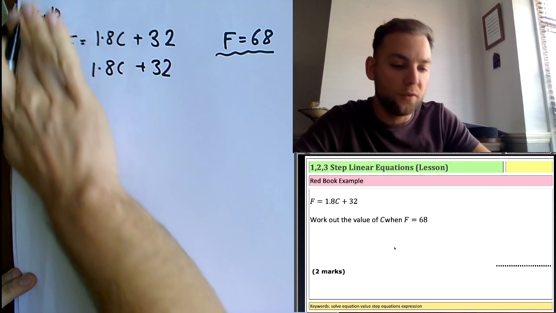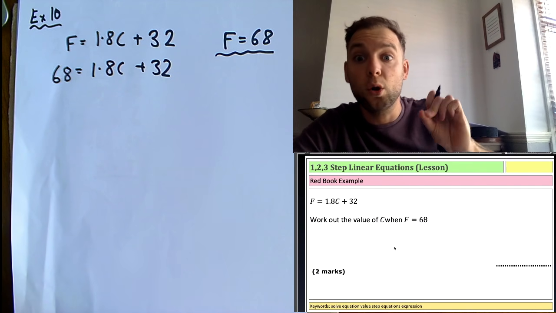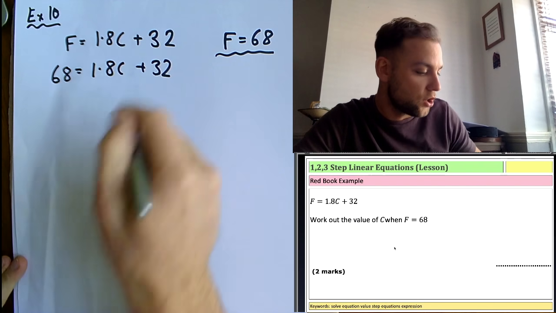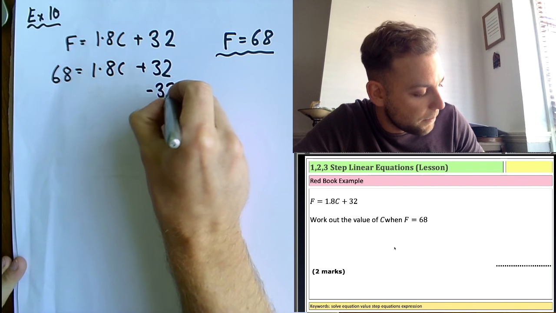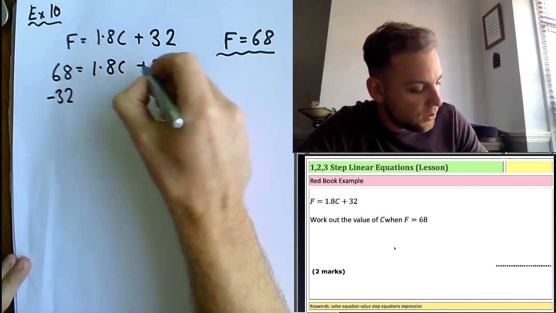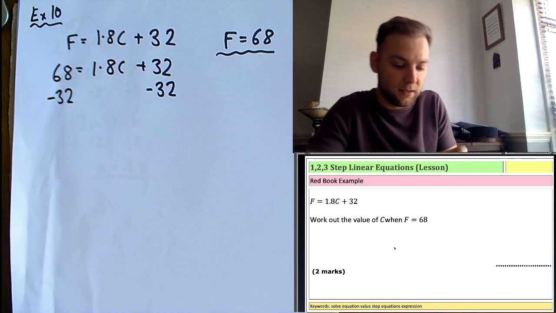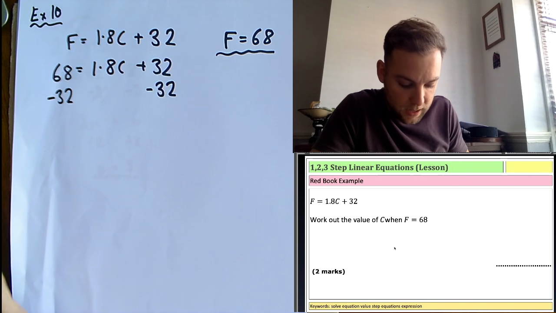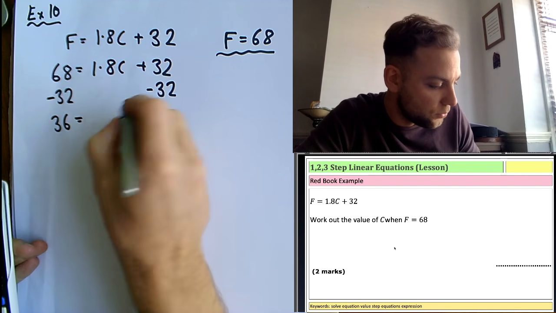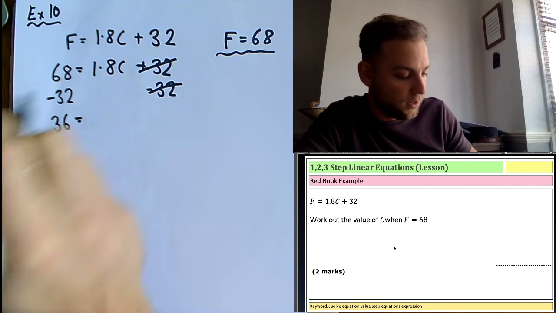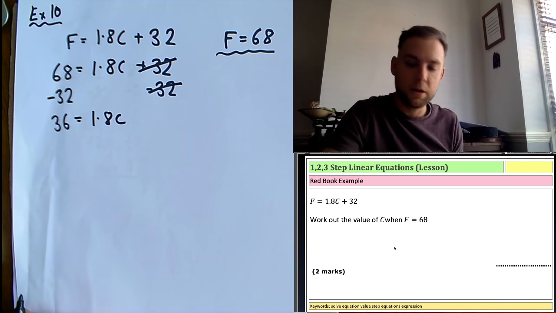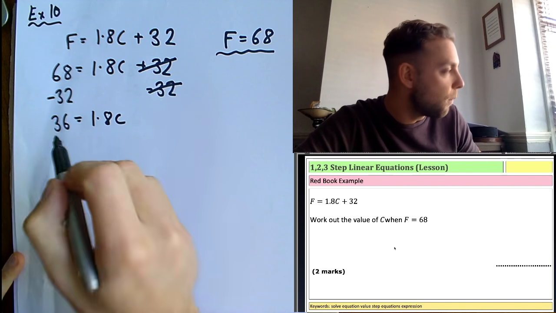So now I can solve this like a normal equation. Remember, solve means to find the unknown. In this case, I'm finding out what c is. So I need to get rid of this 32 first by minus 32, minus 32. If I minus 32 from this side, I can do this on my calculator. So 68 minus 32 is equal to 36. We'll just get rid of that. That's the whole point. So here now, I've got 36 is equal to 1.8c.